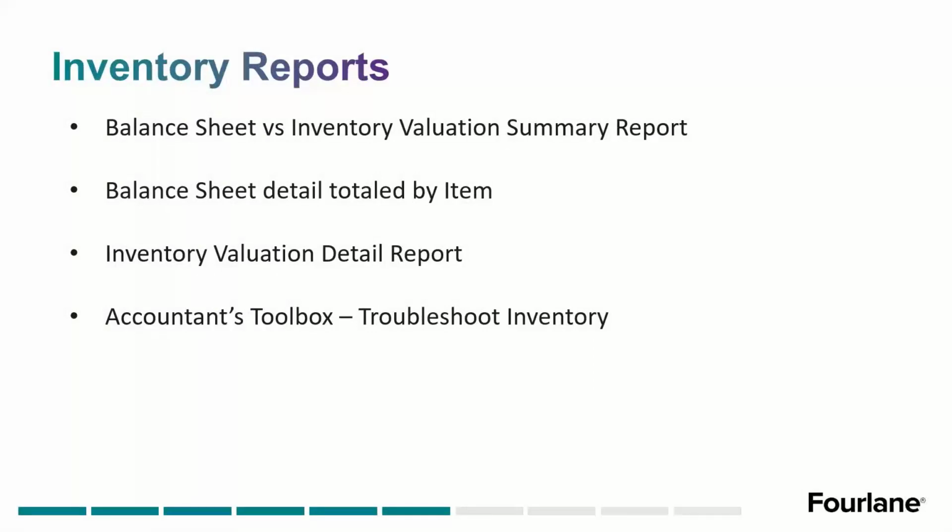So what we're going to be looking at, obviously, as always, we're always in product. That's where I like to be the most. So we're going to talk about inventory reports today. The first one, balance sheet versus inventory valuation, which we have looked at in prior meetings a little bit. We want to make sure we understand really what's going on there. Balance sheet detail, total by item. So we're going to look at that, what impact that has. Inventory valuation detail. So a couple summary reports, a couple detail reports, and then we're going to talk a little bit about Accountant's Toolbox and the troubleshooting inventory feature in there.